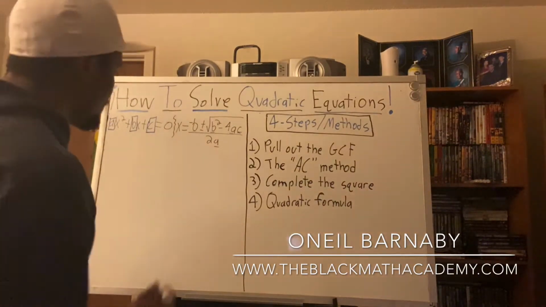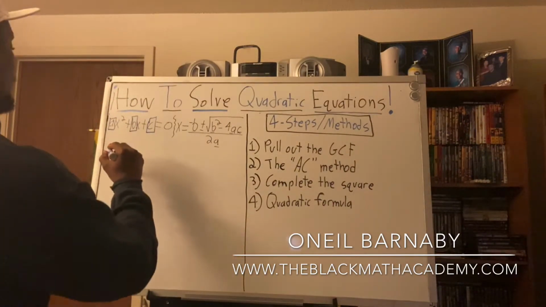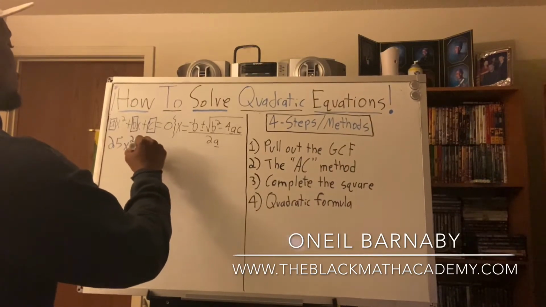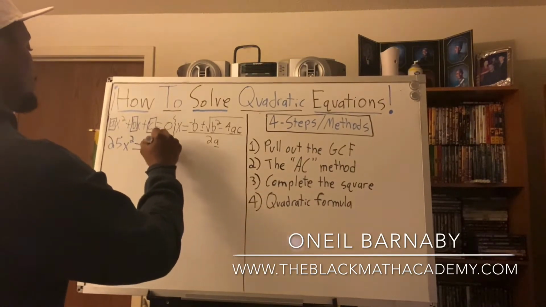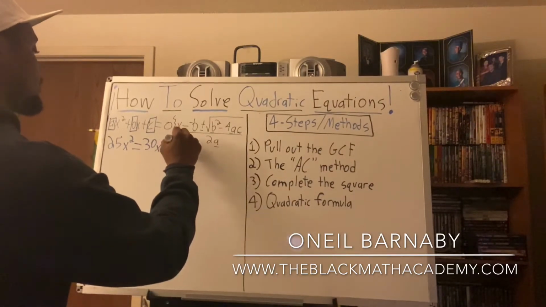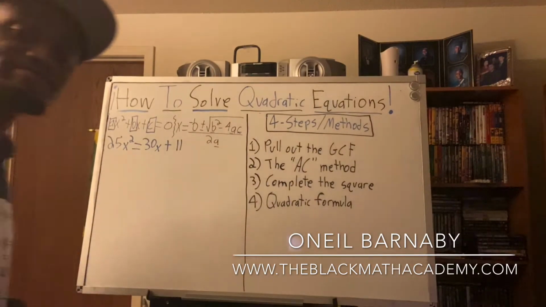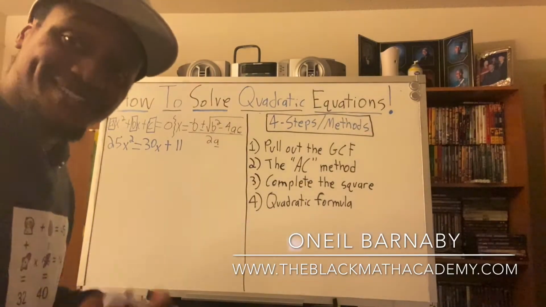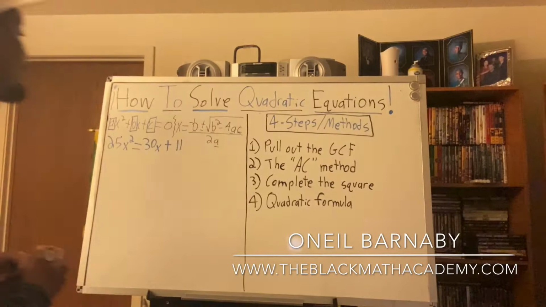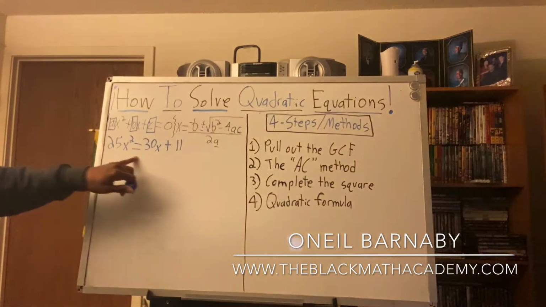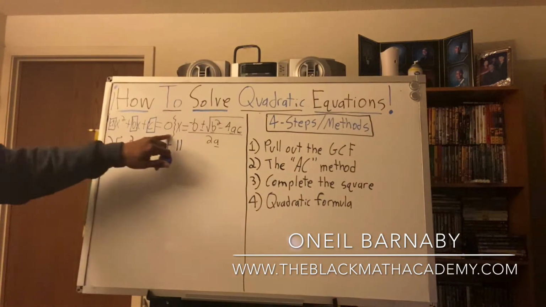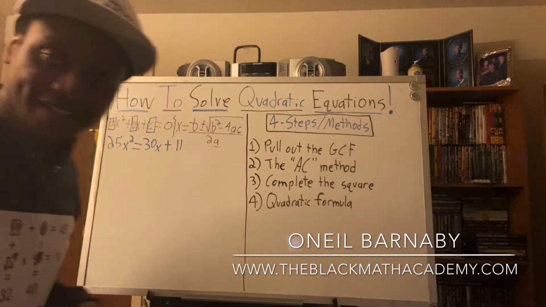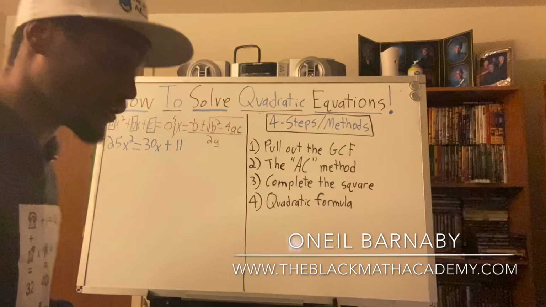Let's say you had the equation 25x squared equals 30x plus 11. That's our example. We already have a problem. It's not written in standard form. This equation does not look like the one right above it, ax squared plus bx plus c equaling 0. Our equation is not set equal to 0, so we have to do that.